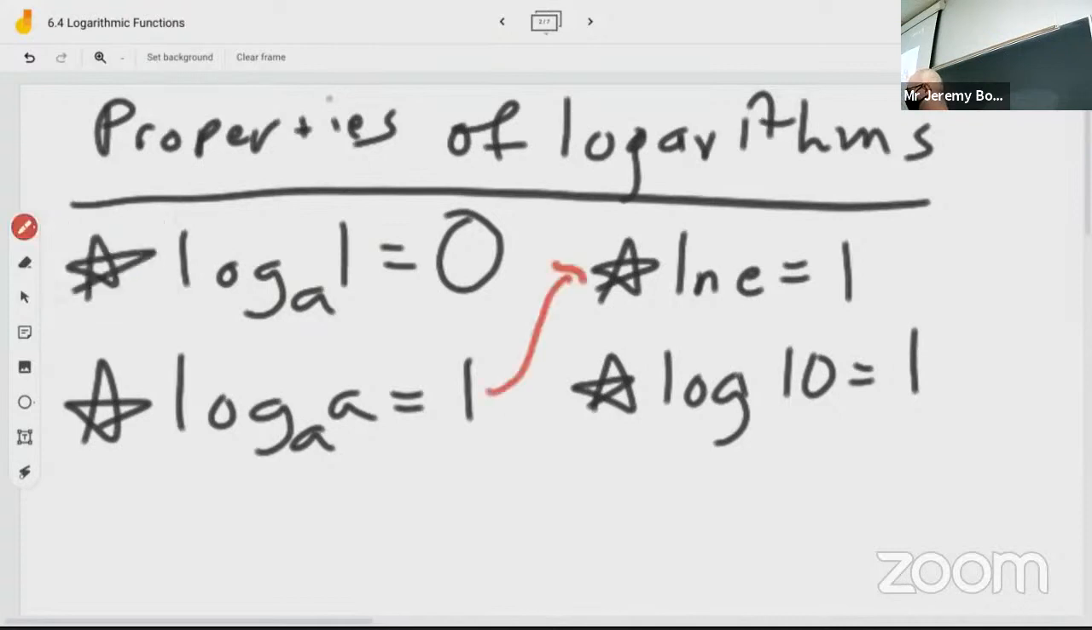So those kind of come from this one. I didn't want red. I wanted orange or yellow, whatever color it is. So that kind of leads to those. We're not going to do those.